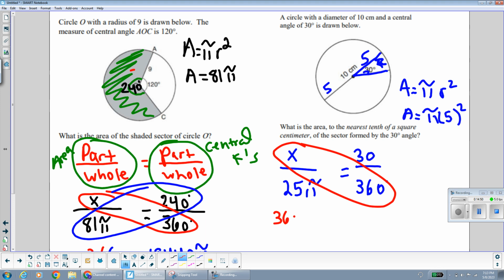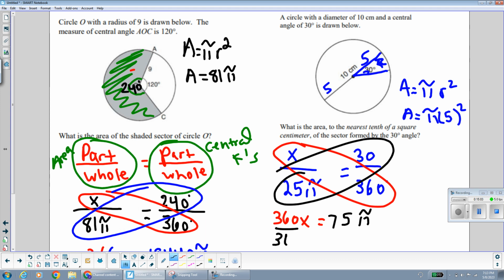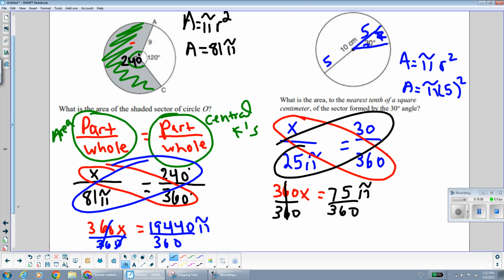Cross multiplication, 360x is equal to, let's do 25 times 3, 75 pi. Finally, divide by 360. And I have x is equal to, let me do 75 divided by 360 on my calculator. And in simplest form, that is 5 over 24 pi. Or you can write that as 5 pi over 24.